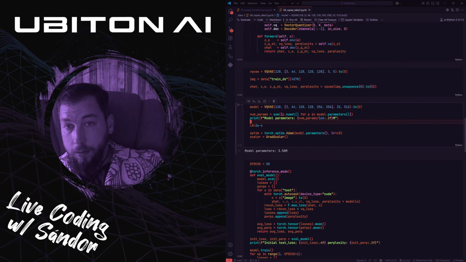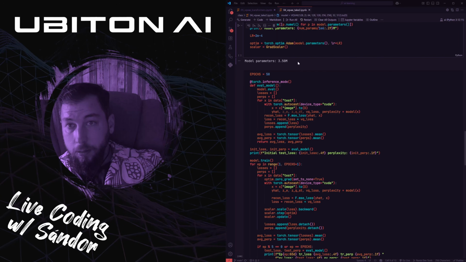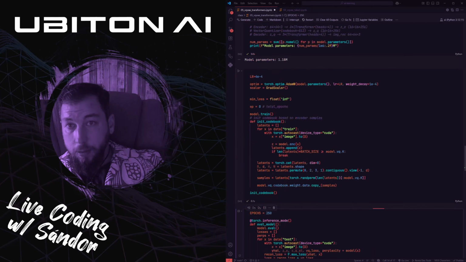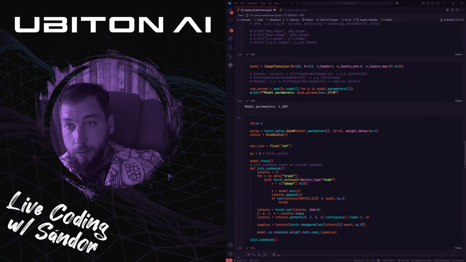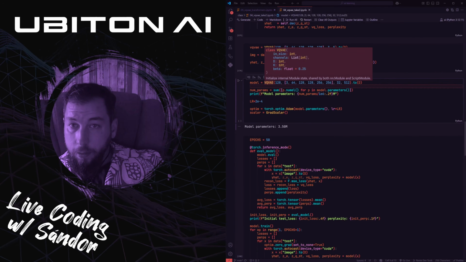Perplexity was okay. 512 codebook size, 3.5 million parameters. This is much smaller, and this one has positional encoding. But the rest is the same. And the dimensions here, it was only 32.